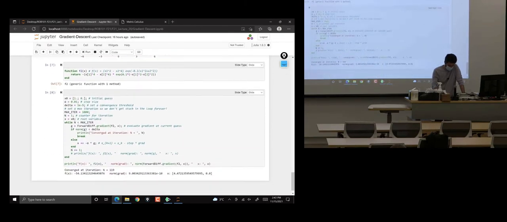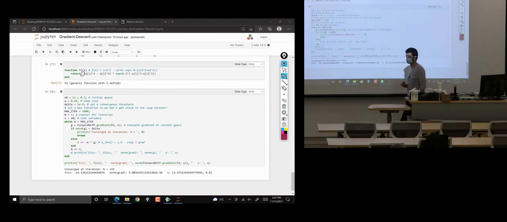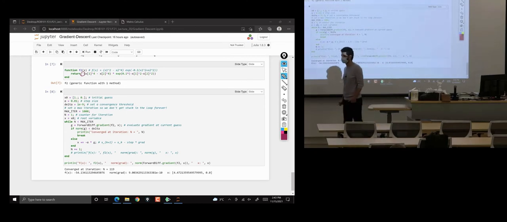Okay, as usual, I'm going to define my function, calling it f2 this time. And all I'm doing is multiplying it by a negative sign here so that I can minimize it instead of maximizing it.